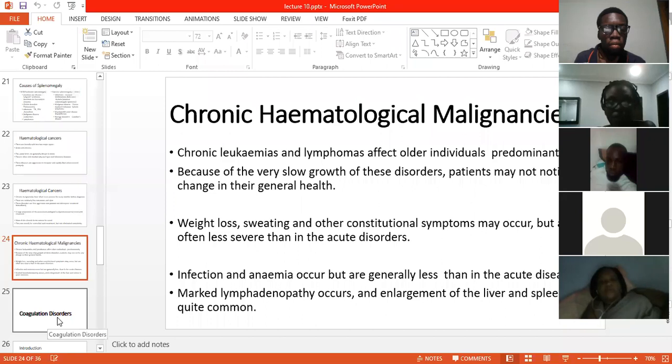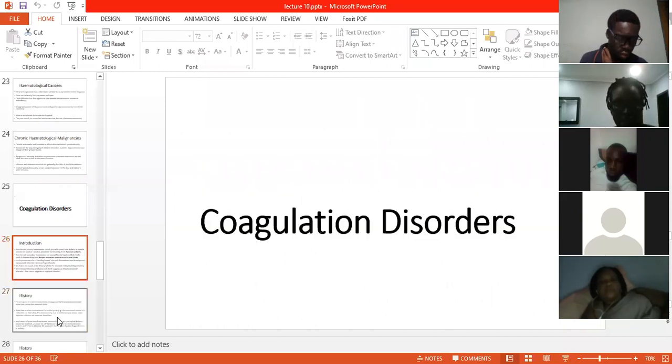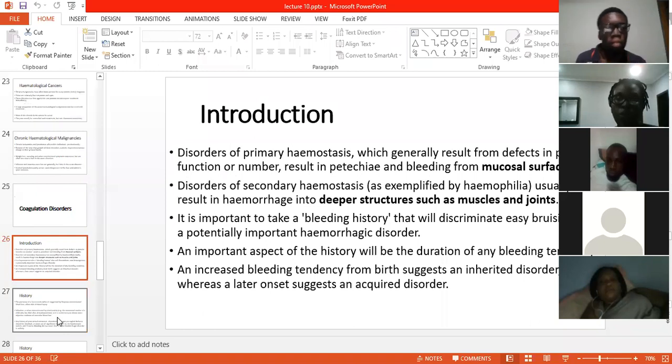So that is for the red blood cells. Now let's look at the bleeding disorders. Usually, disorders of primary hemostasis, that is the mechanisms that help with blood clotting or stopping of bleeding, usually affect the mucosal surfaces. An example is the platelets.